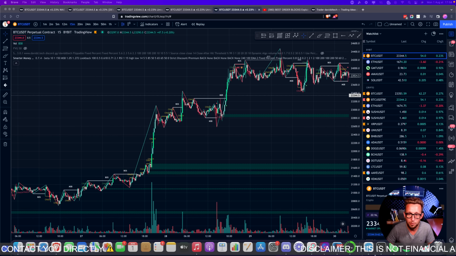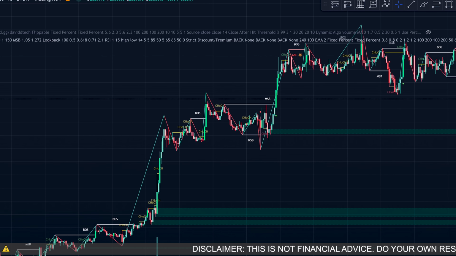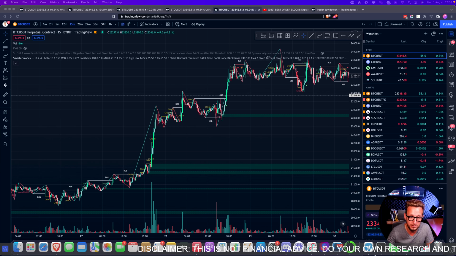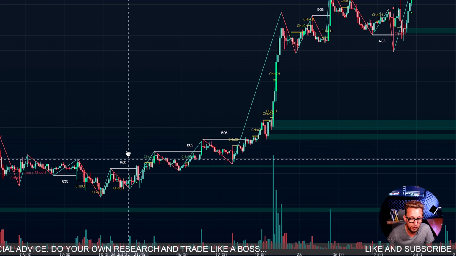Okay, here we are on my screen. This is one of the indicators that I built. It's the indicator for smart money concepts. What it does is it goes through and helps us work out market structure visually so that we can make better decisions whilst trading. So what we have here is our market structure creating higher highs.